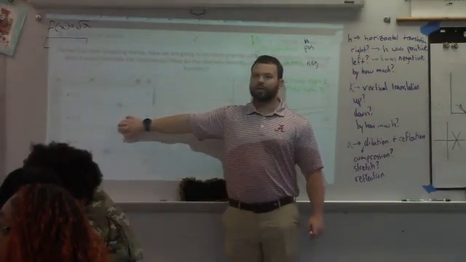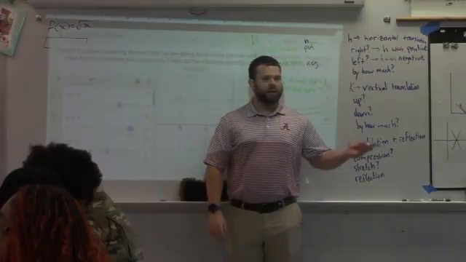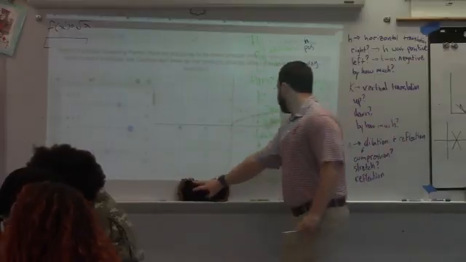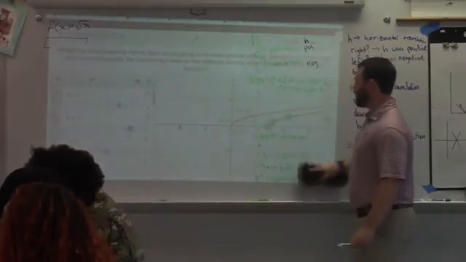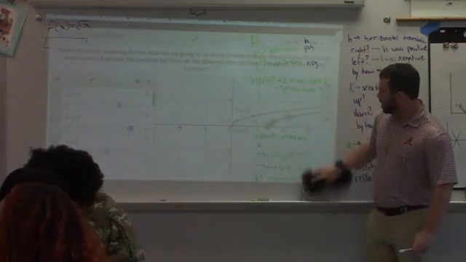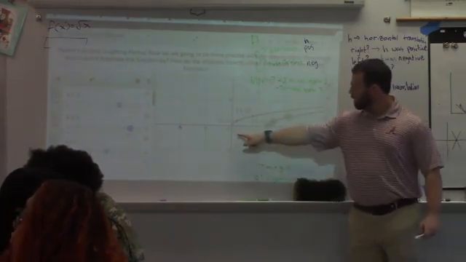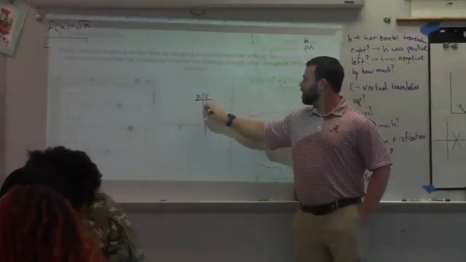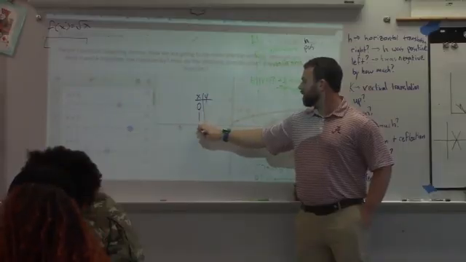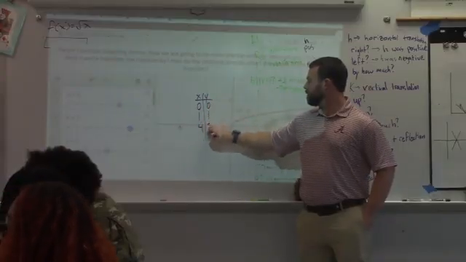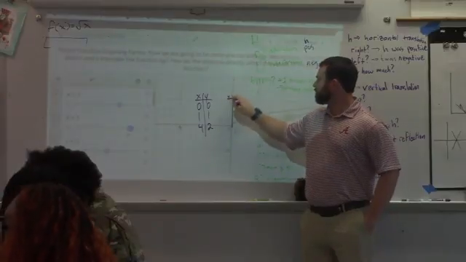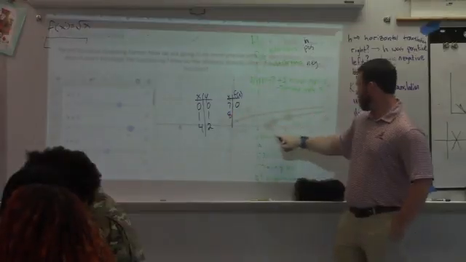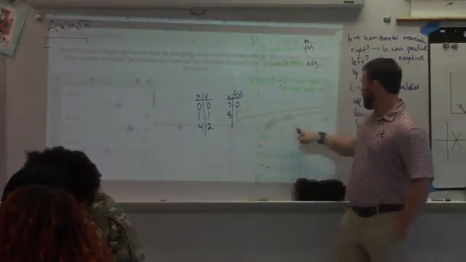If h is 7, it's going to go to the right 7, right? Let's look at it. Sorry, I'm going to have to erase this. 0, 0 became what? 0, 0 is now 7, 0. So, notice I'm going to make a table real quick. Here's my parent function. Now, what I have is 7, 0, 8, 1, and 11, 2.